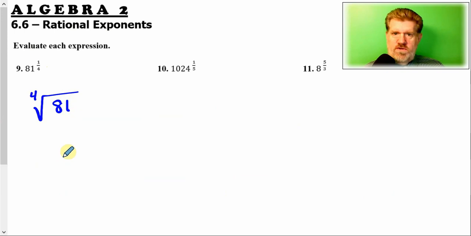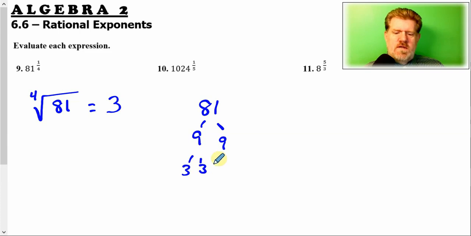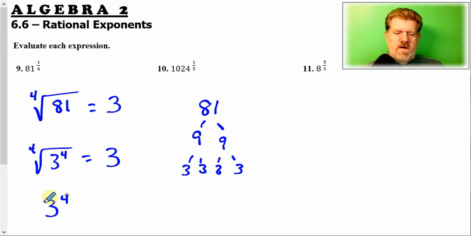Now, you might know what the 4th root of 81 is off the top of your head. And if you guess 3, you're correct. And if you did not guess 3, well, just break it down. 9 and 9, 3 and 3. Isn't it really 3 to the 4th power? Or think of it this way. It's 3 to the 4th power to the 1/4 power. Remember, these two are exactly the same. And what's 4 times a 4th? 1. So your answer is 3.